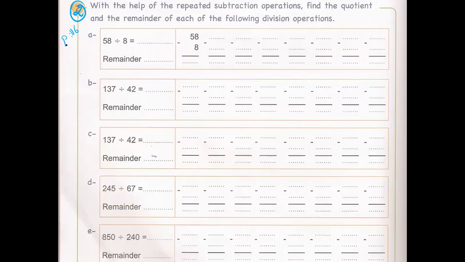Okay, teacher? It's so easy, like this activity. We will subtract 58 by 8. We always have to subtract by 8 until I get a number less than 8, then we have to stop. After I finish, depending on how many times I did subtraction, we have to write the answer here. The remainder will be the answer of the last subtraction operation.